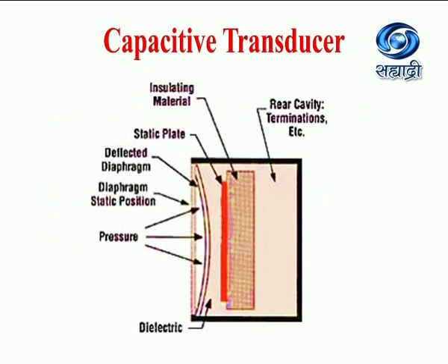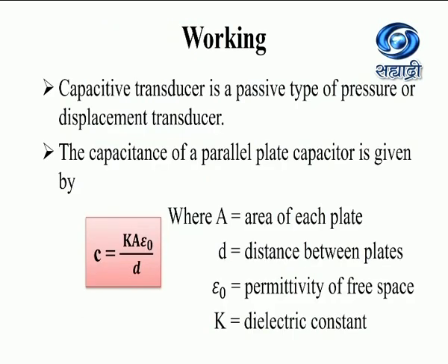This is the diagram of the capacitive transducer. Here capacitance is the main part of this transducer. If you observe this picture, we have static plates, a diaphragm, that is the deflected plate, and we have dielectric between the static plate and diaphragm, and some rare cavity is there also. The capacitive transducer is basically a passive type of transducer. It is used in pressure and displacement transducers.